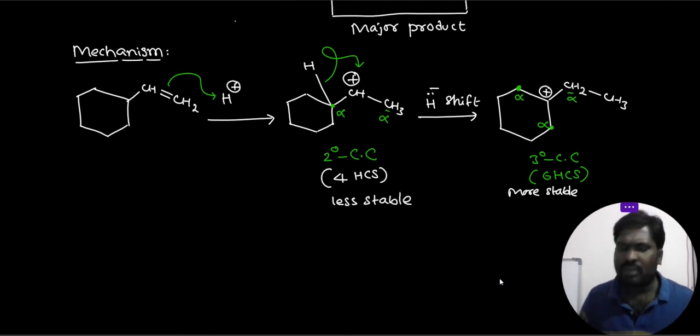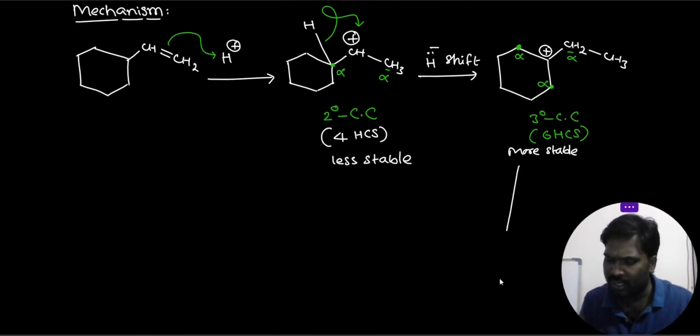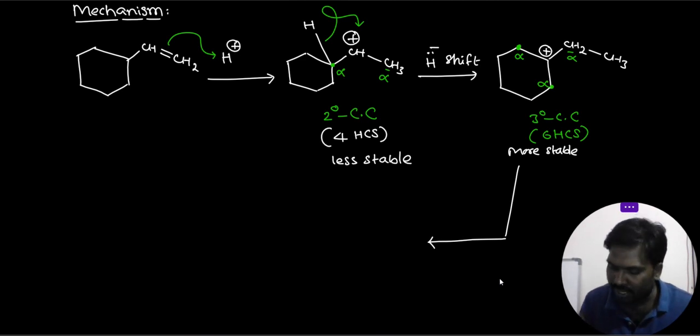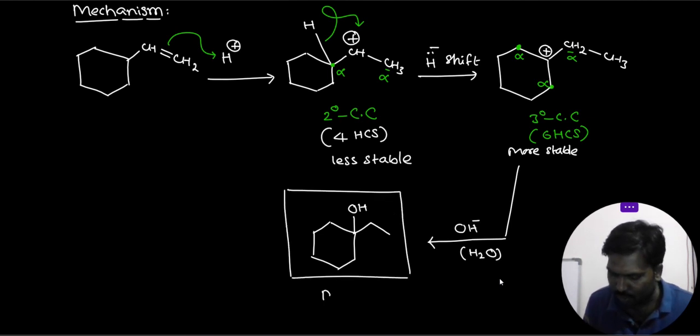Okay, dear students, a very important point: the product is always formed by the stable intermediate. Now, because this is a hydrolysis reaction, water is available, so you can add OH minus from water. Then this product is formed, and this is the major product.